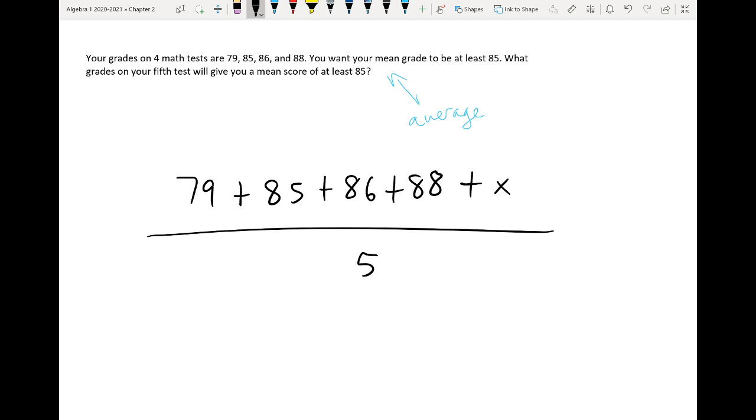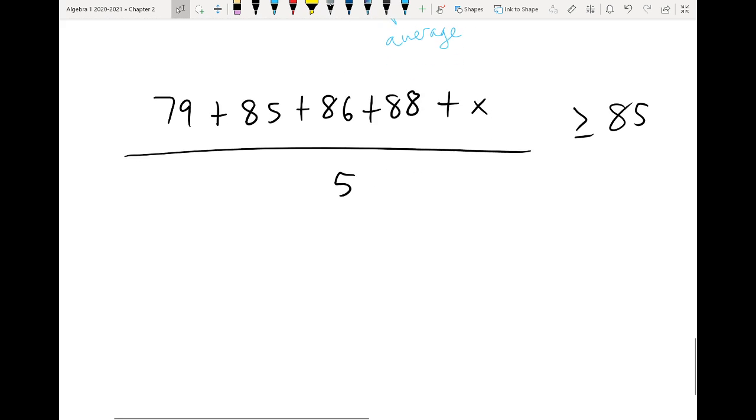Now, we have to see what grade on the 5th test will give you a score of at least 85. At least is our key here. Remember how we do at least. At least would be equal to or more than, or greater than or equal to, and it says at least 85. So now we have this set up as an inequality.